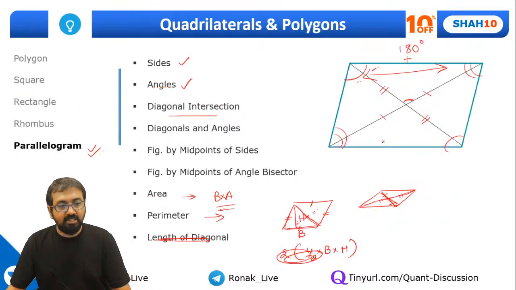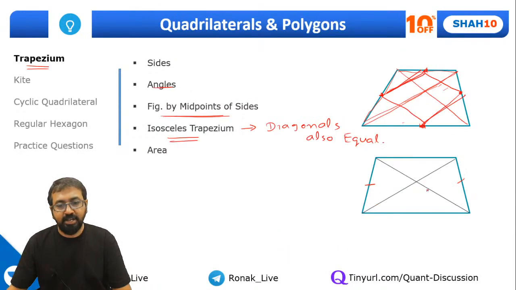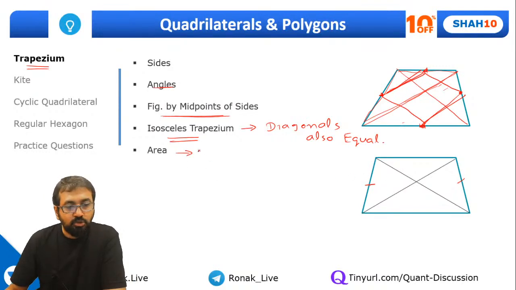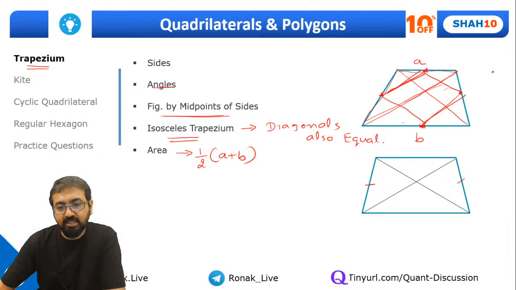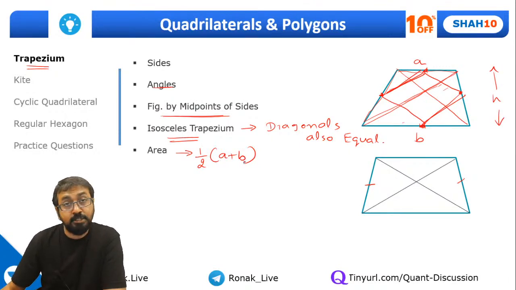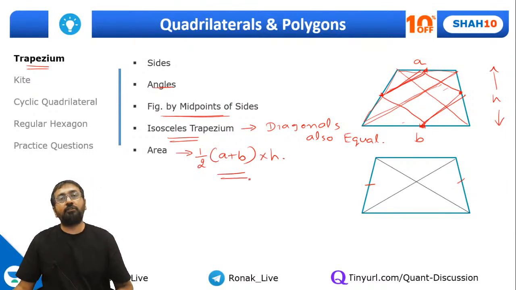Okay, so diagonals are also equal, right? Okay, fine. Yep. And what is the area of any trapezium? So guys, area is 1/2 sum of parallel sides. Okay, this side is A, this is B, and this height is H. So it's 1/2 sum of parallel sides into height. So this is the area of trapezium.